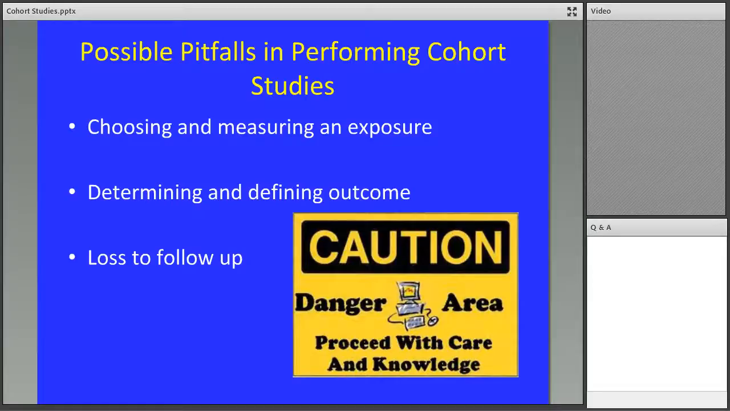Okay, so what are the pitfalls in cohort studies? You have to choose and measure an exposure. You need to determine and define an outcome, and you need to understand your loss to follow-up.